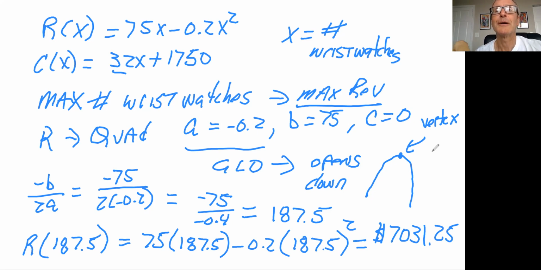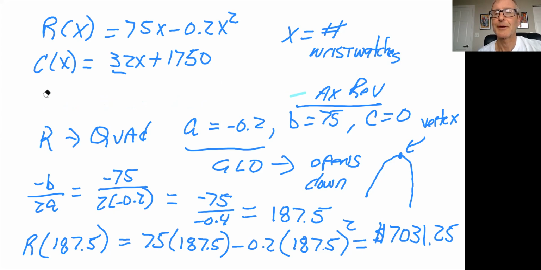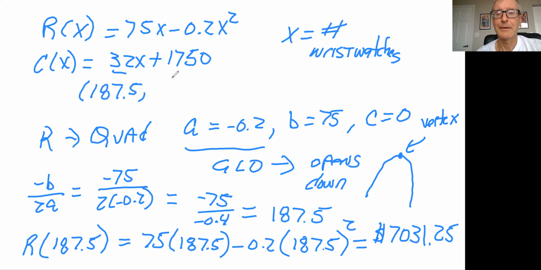And so need a little bit of space here. So I'm going to erase this line here. And we'll put the vertex right up here. So it'll be 187.5 and then 7,031.25. So that answers question 2.